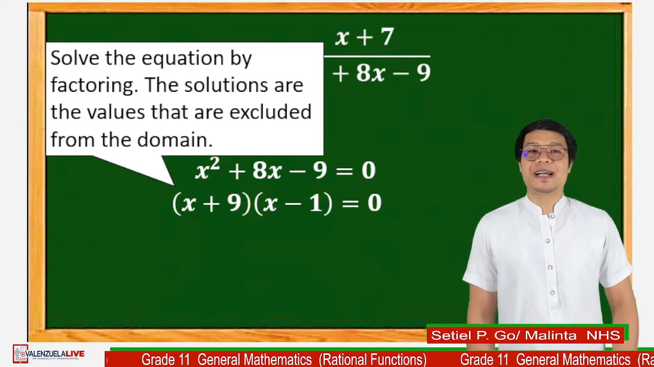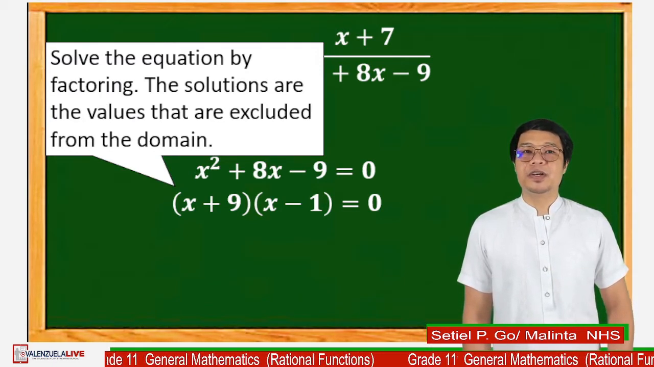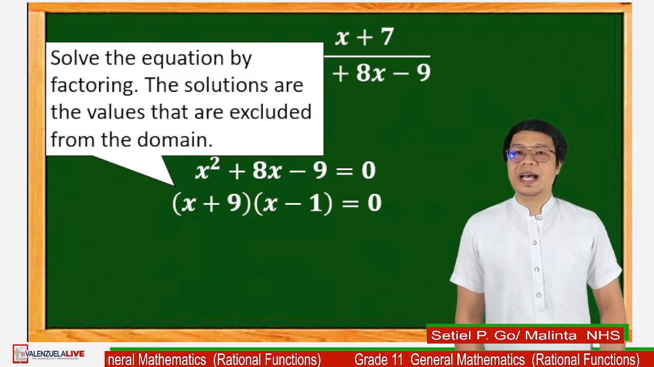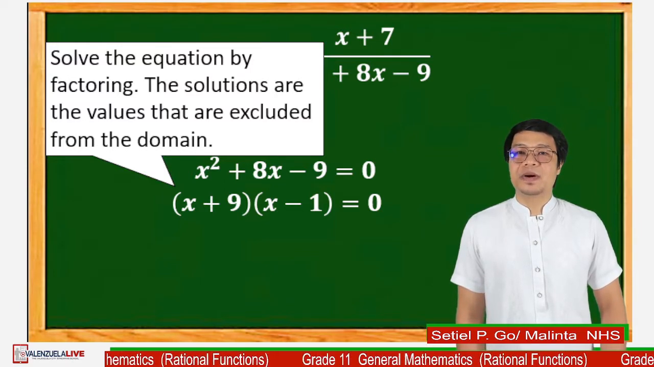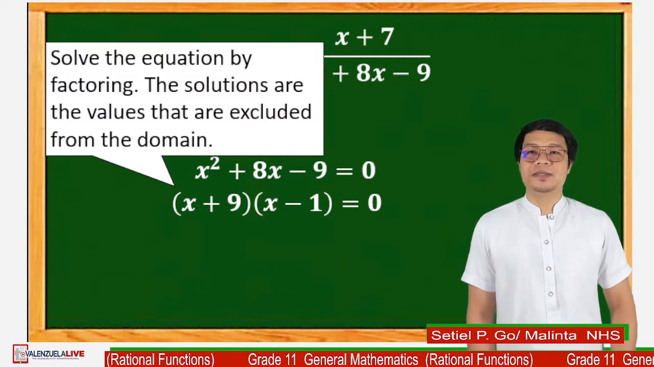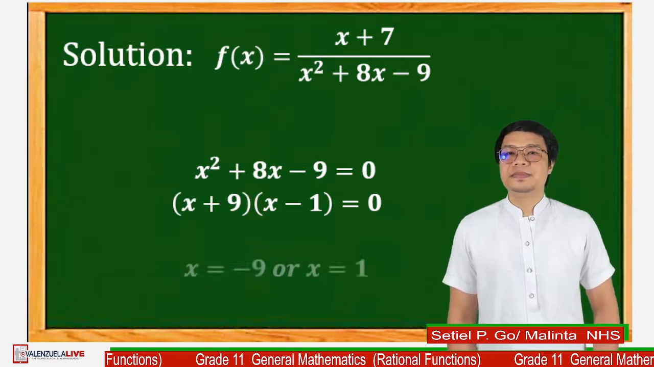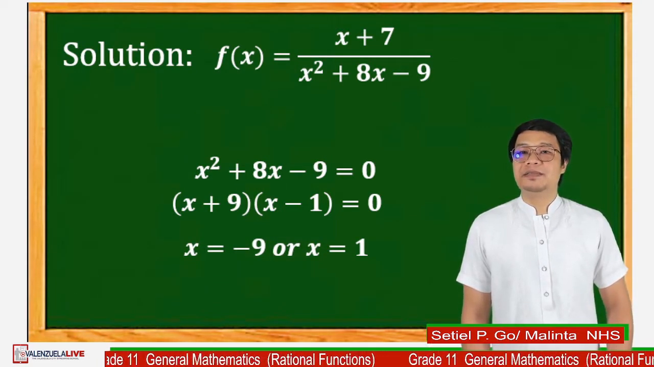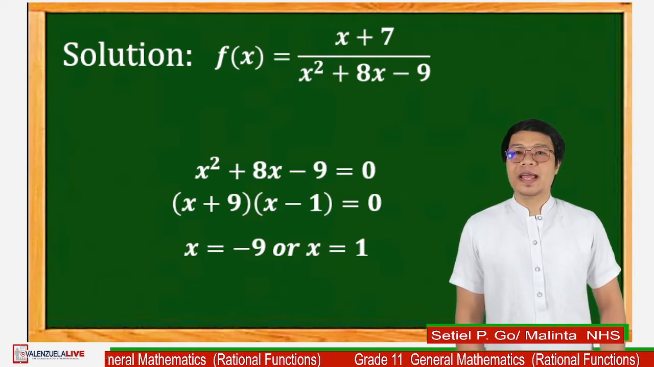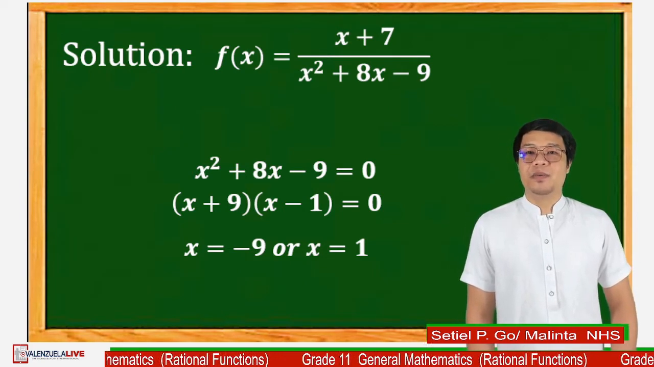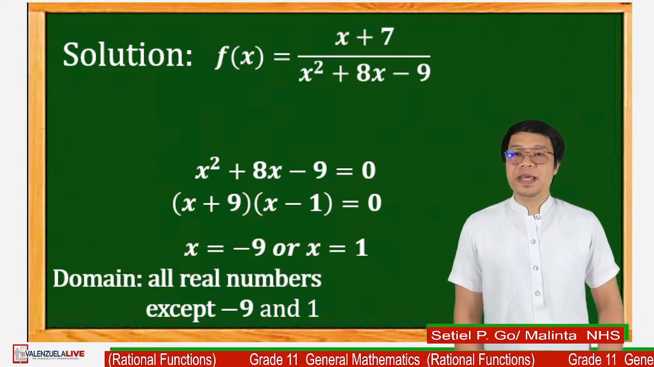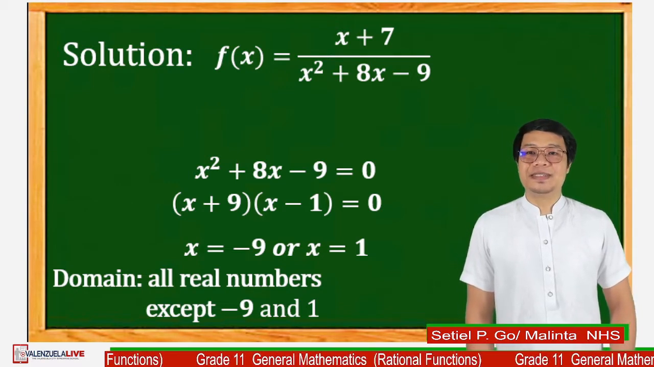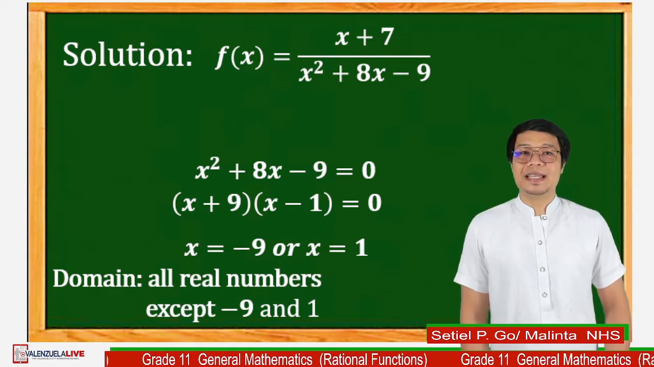Solve the equation by factoring because this is a polynomial equation. So we have (x plus 9) times the quantity (x minus 1) is equal to 0. Performing the operations, we will have x is equal to negative 9 or x is equal to positive 1. So therefore, the domain will be all real numbers except negative 9 and positive 1.